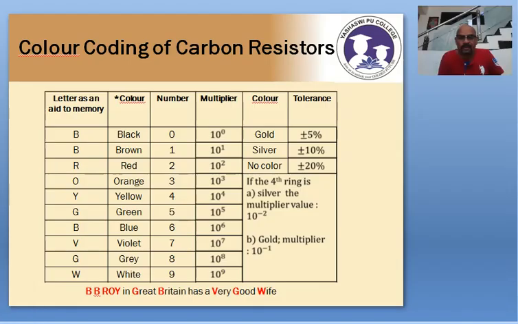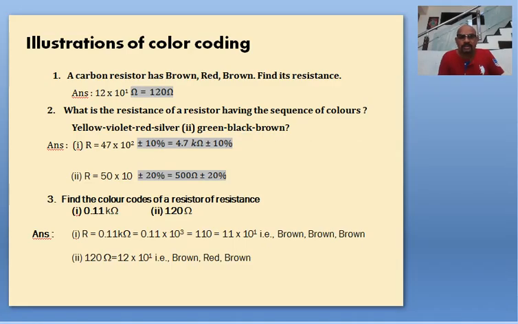So having learned this, now let us look at this example. A carbon resistor has brown, red, brown. Find its resistance. What does brown stand for? 1. Look at this number. Brown stands for 1, the first digit.